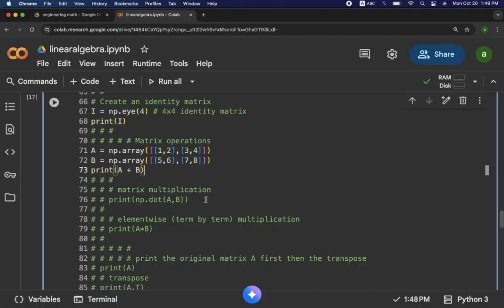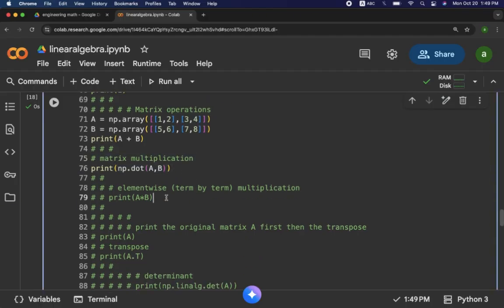And also for regular matrix multiplication, again, just make sure the dimensions match. So the number of columns in the first matrix must equal the number of rows in the second matrix. So as long as the dimensions are okay, our matrix multiplication will perform as expected. And notice that for term by term multiplications, we just use the regular multiplication star here, A times B. So this creates the term by term multiplication.